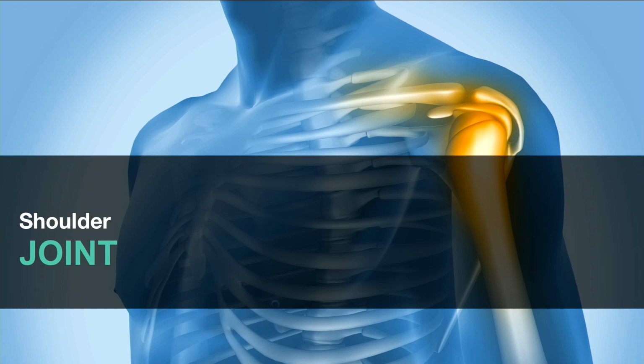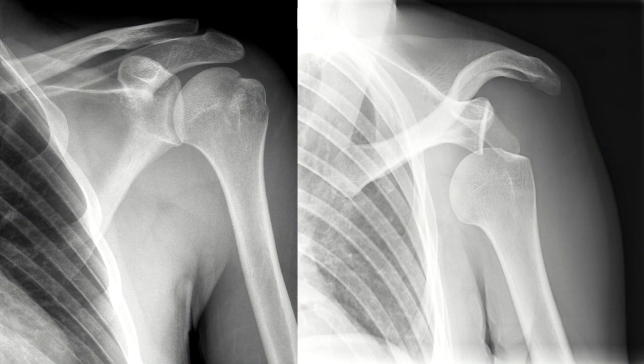Let's take a look at the shoulder joint. My interest in the shoulder joint comes from preventing this action. How do you keep the image on the left and avoid the image on the right?